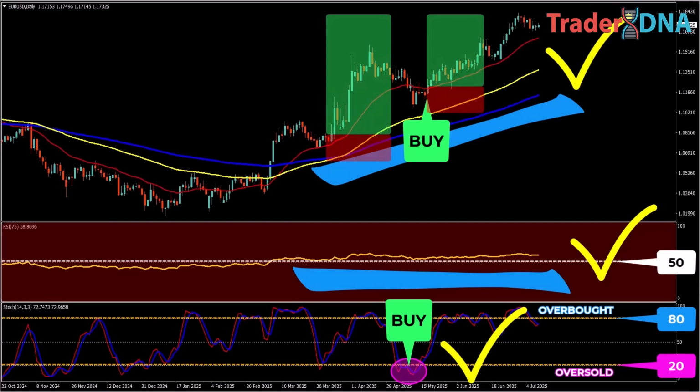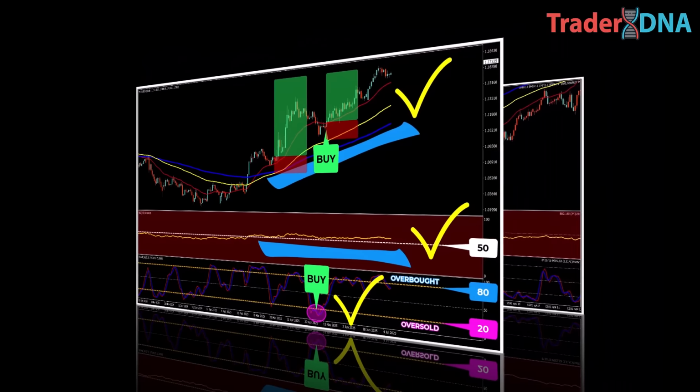And you know what? I'm going to prove it to you. You're going to see exactly how the stochastic oscillator, when combined with the EMA strategy and the RSI filter, creates a triple layered sniper system that can boost your accuracy like crazy. So don't go anywhere, the chart proof is coming up next.